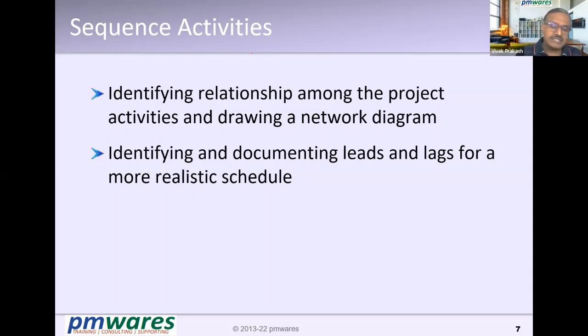So by sequencing them correctly, what happens? When we reach an activity, all the activities on which it depends have already happened. So we don't stop there waiting for something to happen and then move. Such a situation does not arise by establishing sequencing.